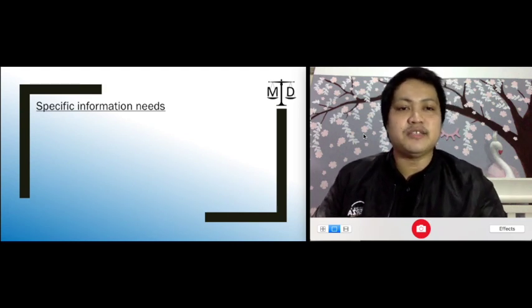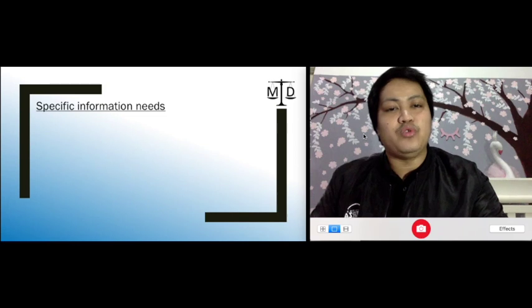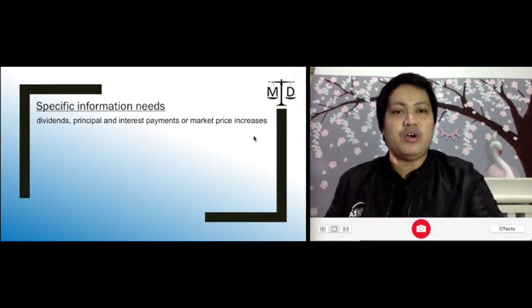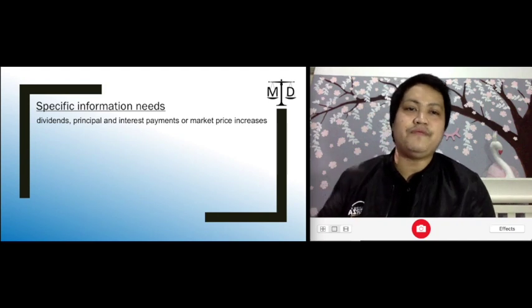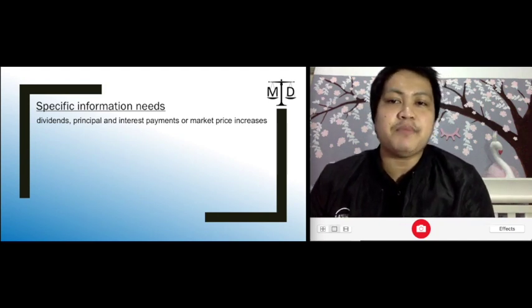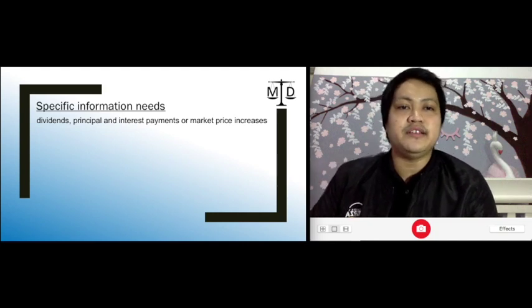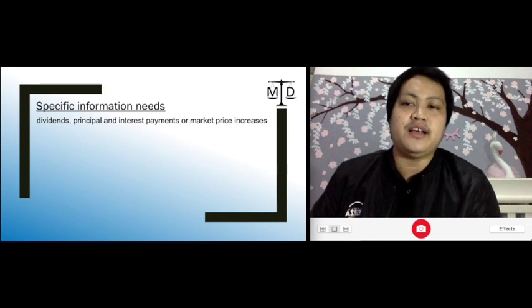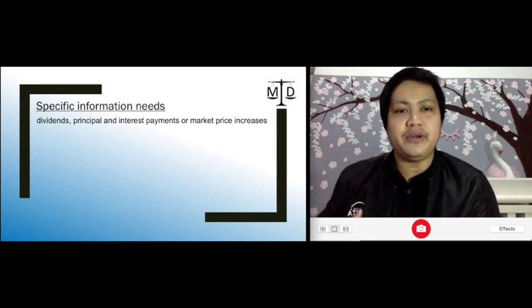So in such assessment, what then do our primary users need? Our primary users need information on the amount of dividends that the entity will pay, the principal and interest payments, or the market price increases in the shares of the entity, or simply the value of the entity as a whole. If I am an investor, I am interested in whether this entity pays out dividends or not.